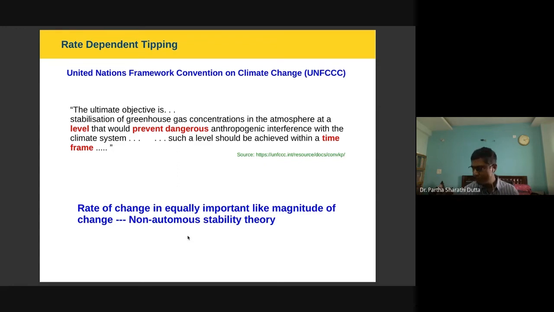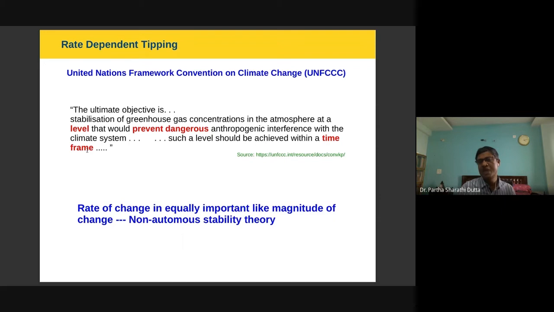That brings the idea of rate-dependent tipping. Why is it important to understand rate-dependent tipping? Because there is this UNFCCC guideline which says that the ultimate objective is stabilization of greenhouse gas concentrations in the atmosphere at a level that would prevent dangerous anthropogenic interference with the climate system. Such a level should be achieved within a time frame. So you see, they are talking about two things, not only a level. One has to control the greenhouse gas concentration up to a level, but we cannot achieve that in infinite time. We have to achieve it in a time frame, right?